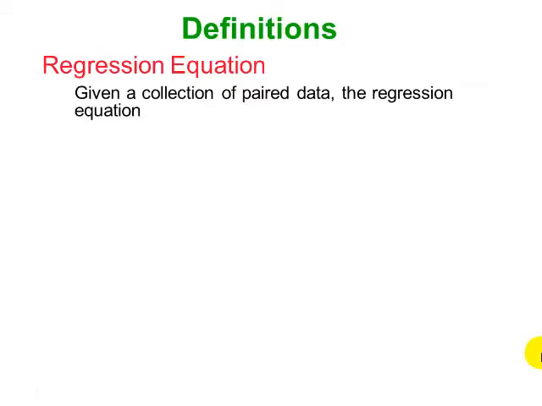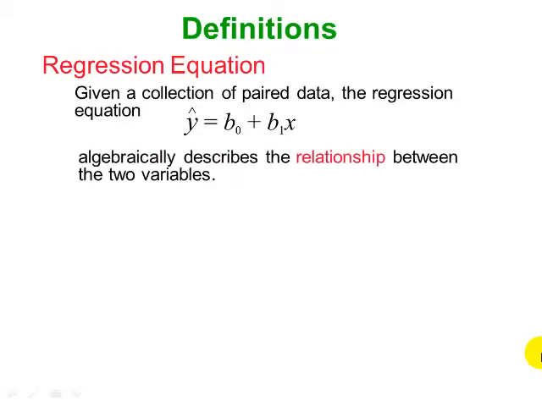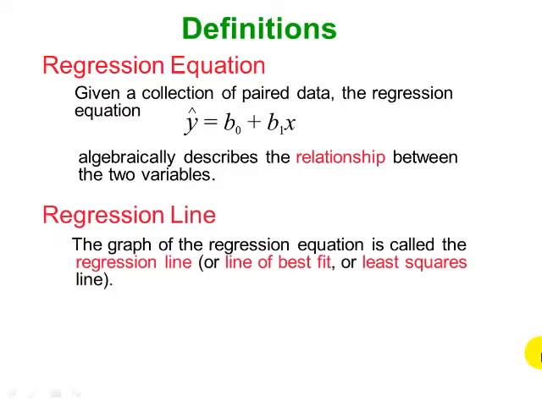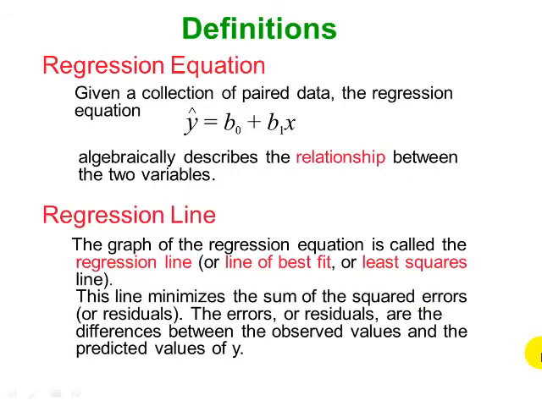So given a collection of paired data, the regression equation y hat equals b sub 0 plus b sub 1 x algebraically describes the relationship between the two variables. And the line that is the graph of this equation is called the regression line. It's also called the line of best fit or the least squares line. What this line does is it minimizes the sum of the squared errors or residuals. The errors or the residuals are the differences between the observed values and the predicted values of y.